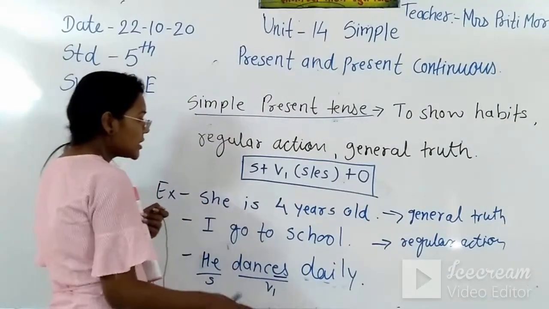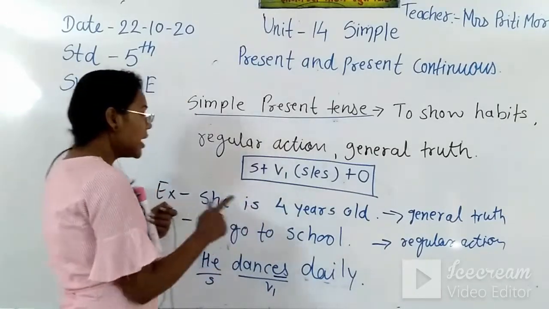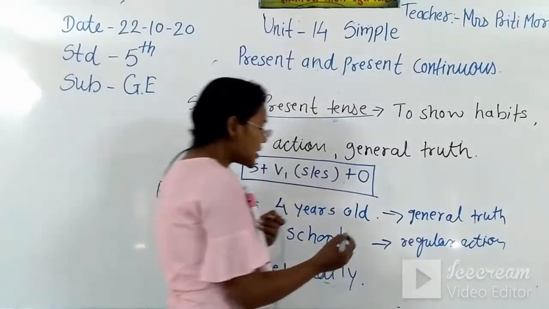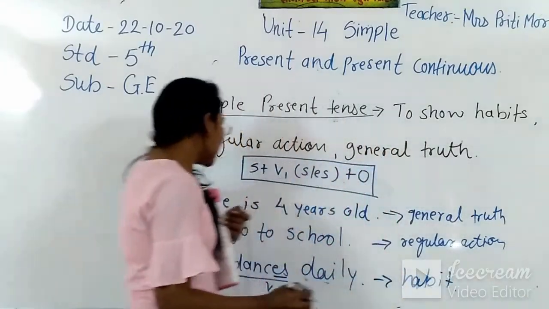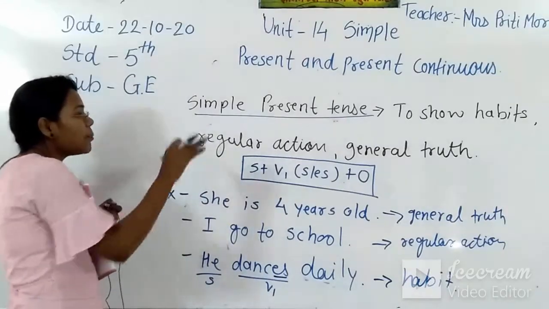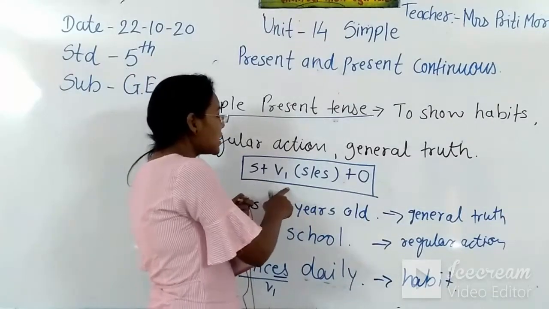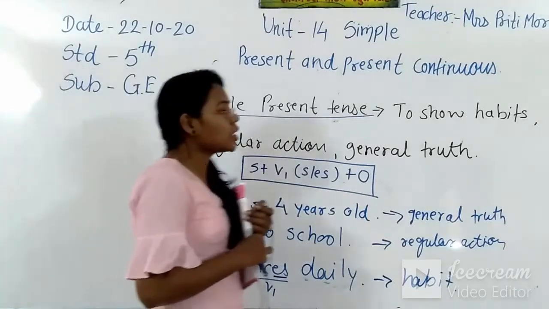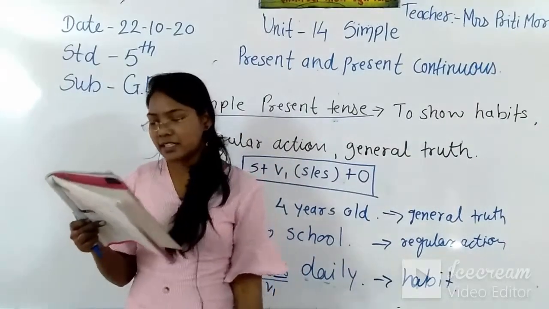So she is 4 years old is the general truth. I go to school shows the regular action. He dances daily is a habit. These examples I have written on the board to show the simple present tense, and the formula is subject plus V1 plus object. Students, note all this down in your notebook. Then we will see the present continuous tense.